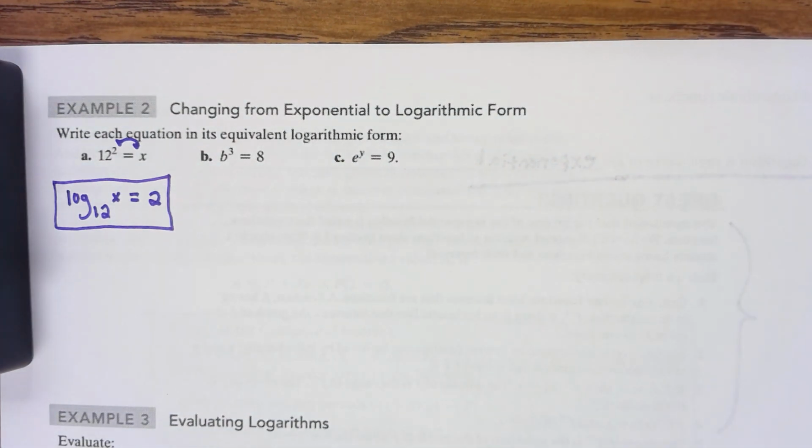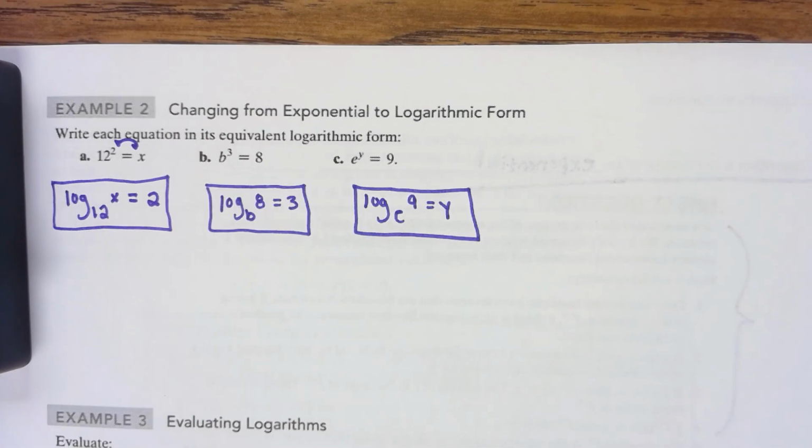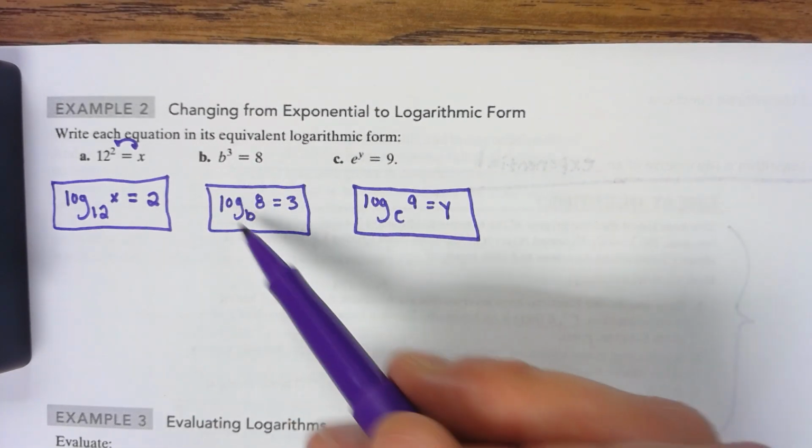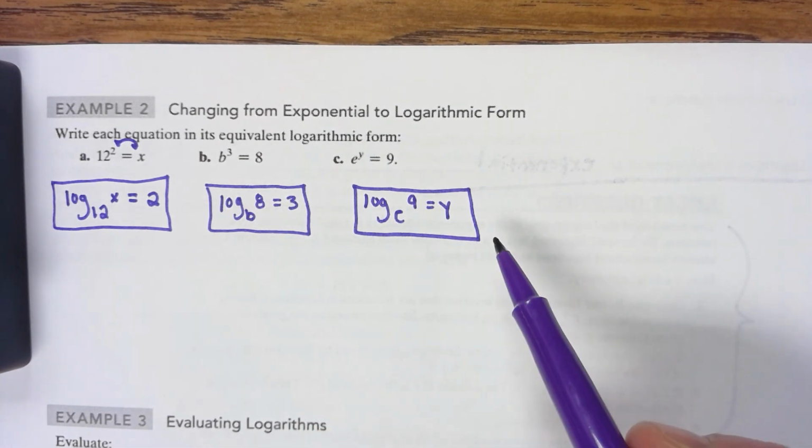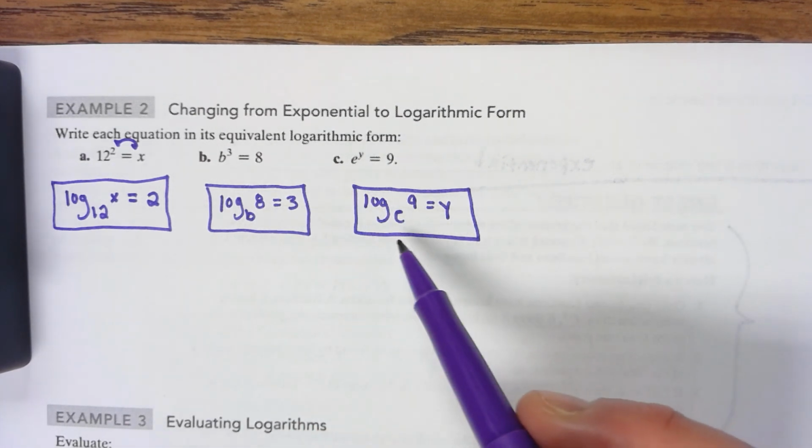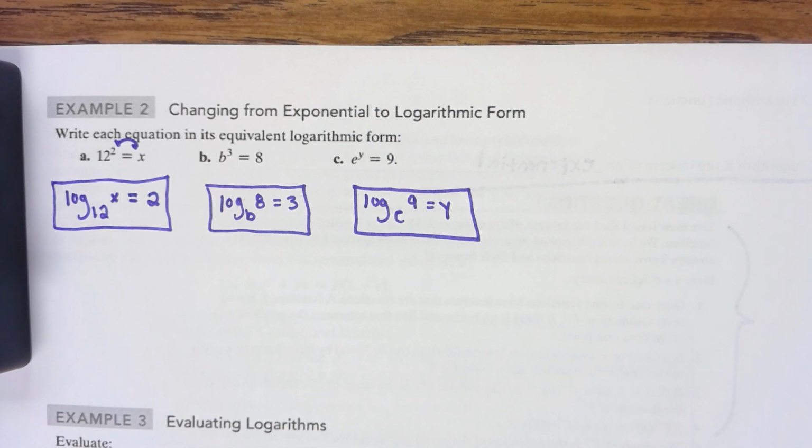Why don't you all take 1 minute and convert B and C? Okay. Part B is log base B of 8 equals 3. And then part C, log base e of 9 equals y.